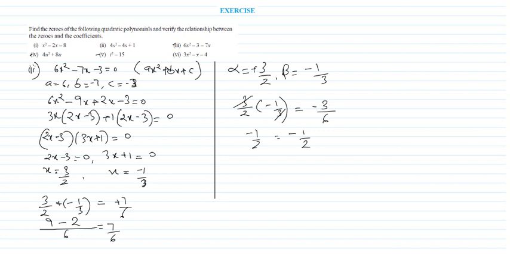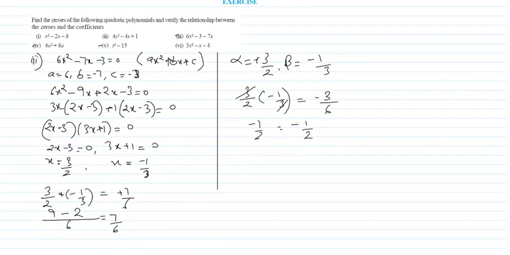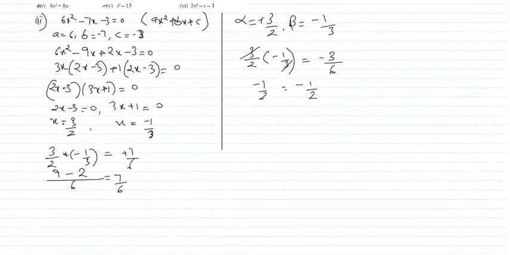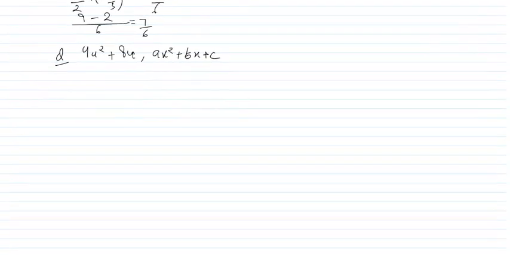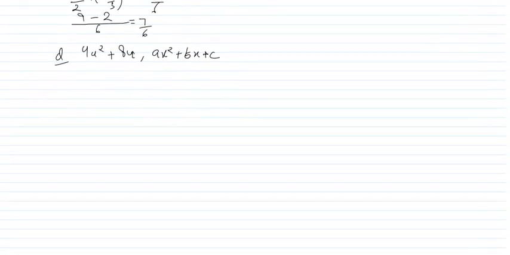Okay, now we will try to solve question number 4, that is 4u square plus 8u. So if we compare that equation with the standard quadratic equation, that is ax square plus bx plus c, so here a is 4, b here is 8, and c is equal to 0.